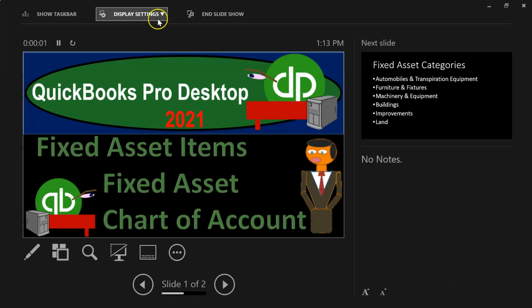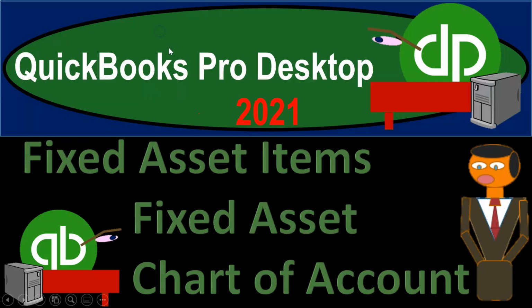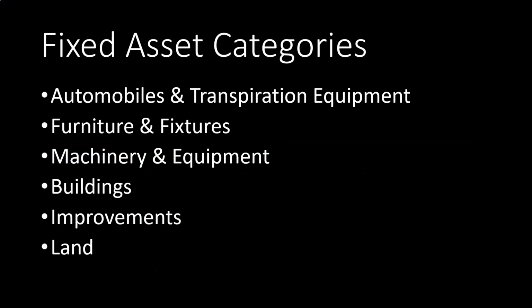So the main categories that you might see in tax software, I'm looking at Lacerte tax software, which is owned by Intuit. That's a larger software. They also have TurboTax, but these are the categories. So if this was what I was using for tax software, I would try to line up QuickBooks to agree with this, which would be automobiles and transportation equipment, furniture and fixtures, machinery and equipment, buildings, improvements, and land. That's what I'd set up for my chart of accounts.